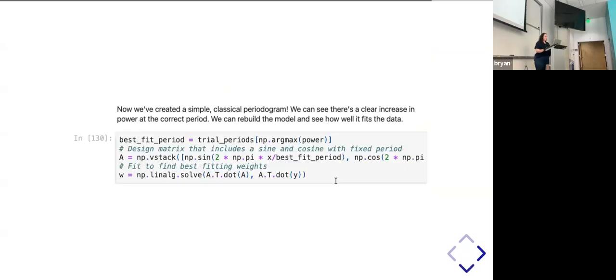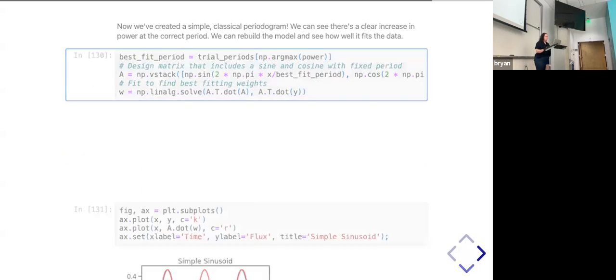Okay, we've just created a simple classical periodogram. You've actually seen this done a couple of times already. We can rebuild the model to see how well it fits the data. All I'm going to do is say the best fit period is the trial period that had the maximum power. And then I'm going to rebuild my design matrix with that best fitting period, and I'm going to solve to find the best fitting weights. I do understand that I implicitly had the best fitting weights in my previous loop, but then I would have had to do some Python to get out the correct index, and I thought it would be clearer if we just remade the model. So I have my best fitting period, remake the model.